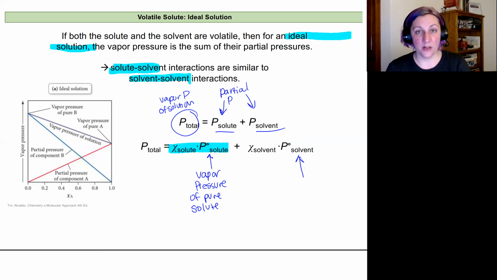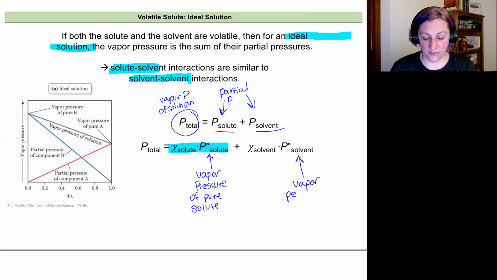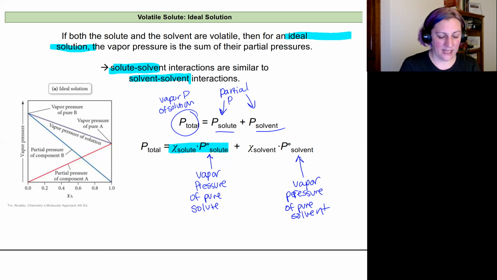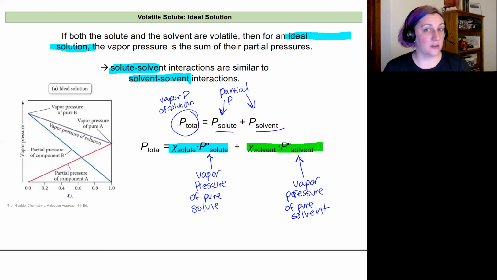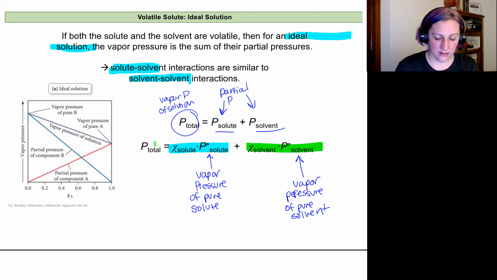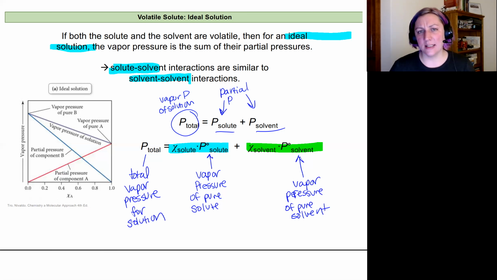And the pressure we're talking about here is going to be the vapor pressure of the pure solvent. And so that's going to be times the mole fraction of the solvent. And that's going to give us, right here, our total vapor pressure for the solution. And so this is an extension of what we just did for the non-volatile solute, except we're going to do it for both the solute and the solvent rather than just the solvent, and just add these two together. So again, this is when our solute-solvent interactions and our solvent-solvent interactions are really similar.